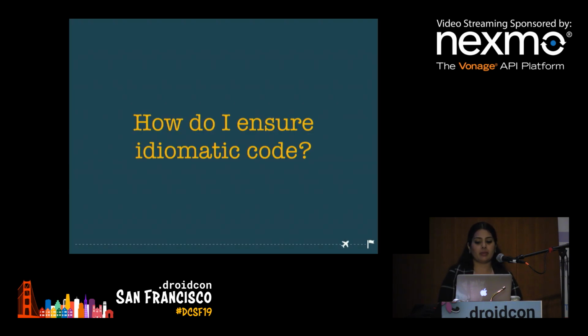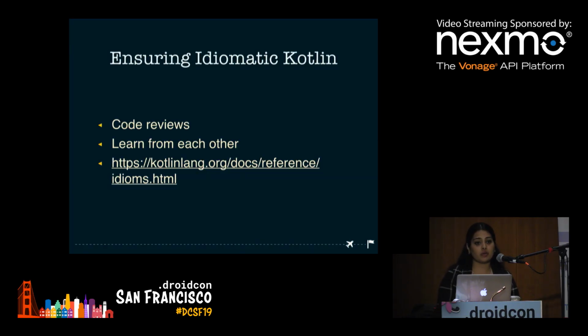So how do I ensure idiomatic code? Well, the best way is to do it through code reviews and learning from each other on your team. You can look for areas to apply things like null safety, interoperability, immutability, and conciseness. But you can also go on kotlinlang.org and look at the list of idioms that you can get started with.